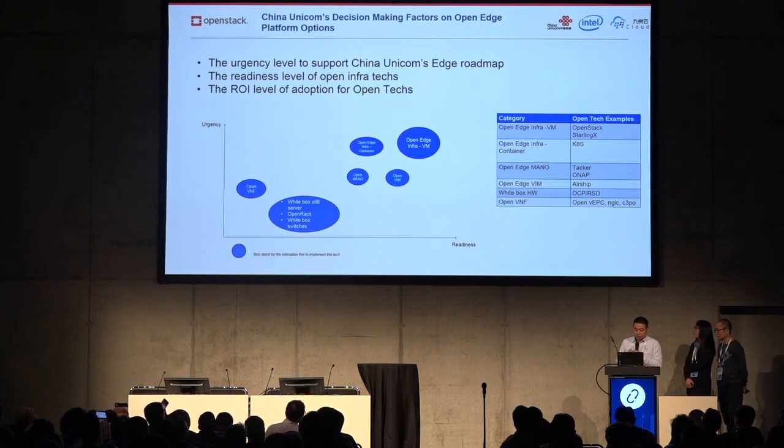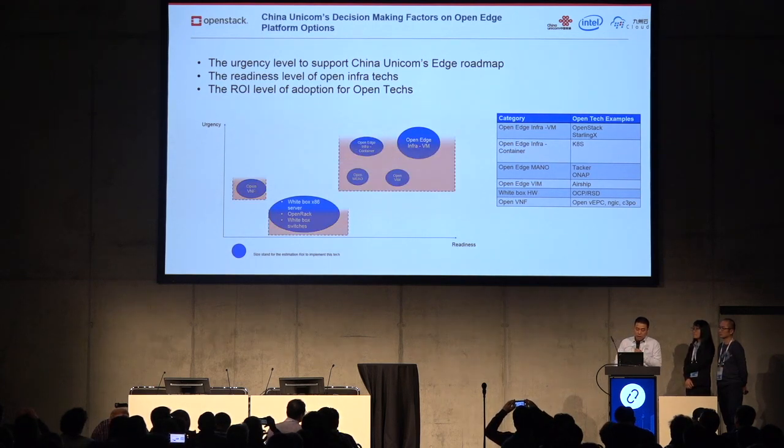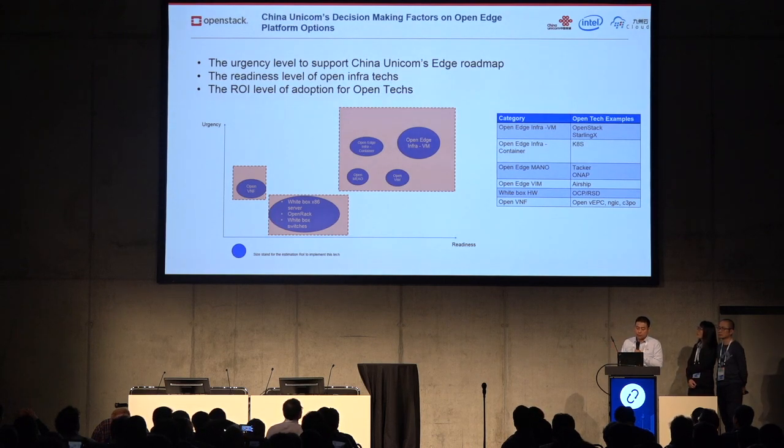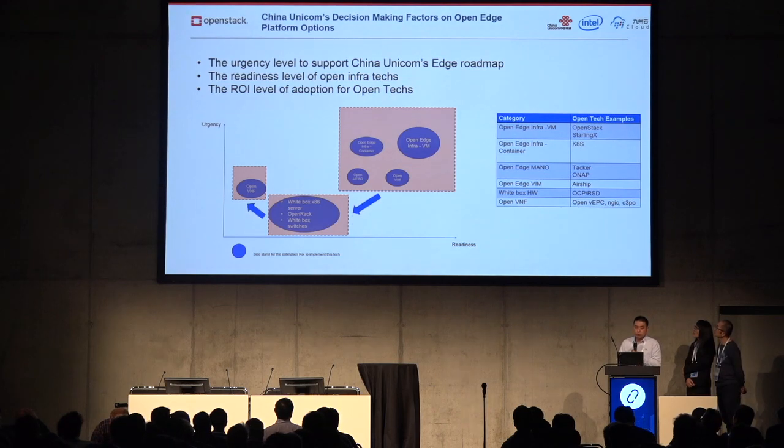So this table is about some options for the technologies. Our consideration is, first, we need to focus on the more ready modules and the more urgent modules. Second, we will go into the hard ones. Like open VNF, we think it might be a little bit difficult. And the white box infrastructure is ongoing, but maybe not that production-ready yet. So this is our strategy: first use the more mature technology, second go to the difficult ones.